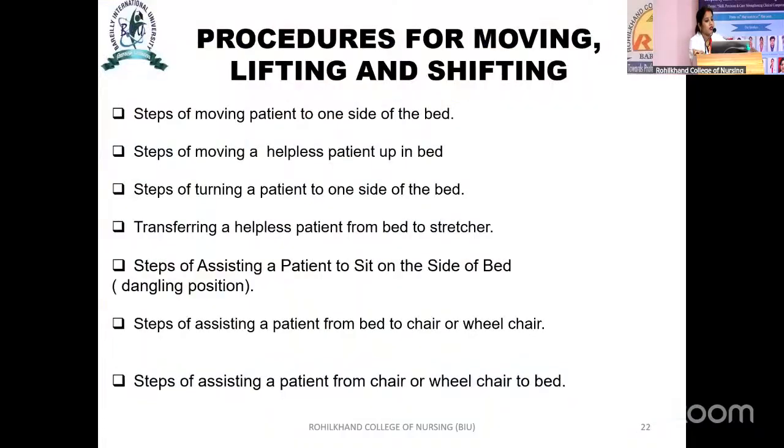So now it's time for the procedure for moving, lifting, and shifting. Here are some steps for moving, lifting, and shifting. First step is moving the patient to one side of the bed. Second is the step for moving a helpless patient up in bed.